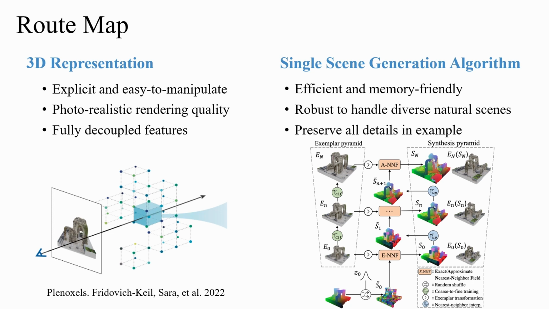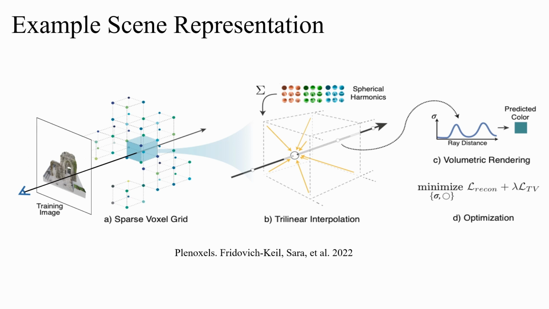First is to find a proper 3D representation, which should be explicit and can render photorealistic results. Then we should design an efficient and memory-friendly algorithm, which can handle different types of scenes. So we propose a patch-based framework using a neural representation for 3D scenes. We use PlenVoxels as the base representation for example scenes, as it uses radiance field and volume rendering to render photorealistic images. Meanwhile, it uses an explicit sparse voxel data structure, which is regular and easy to manipulate.